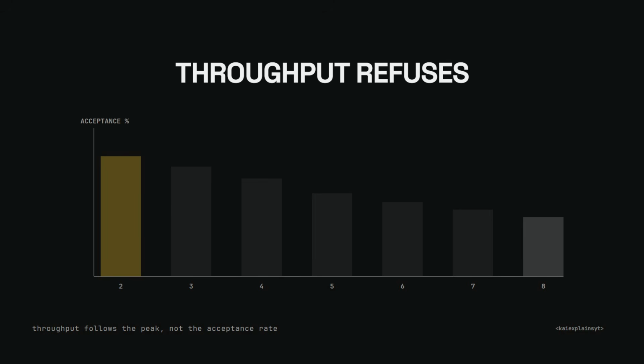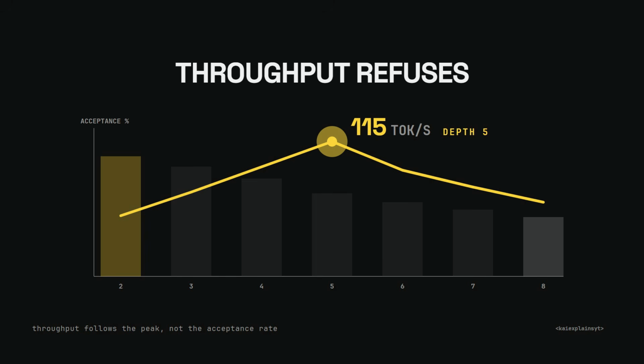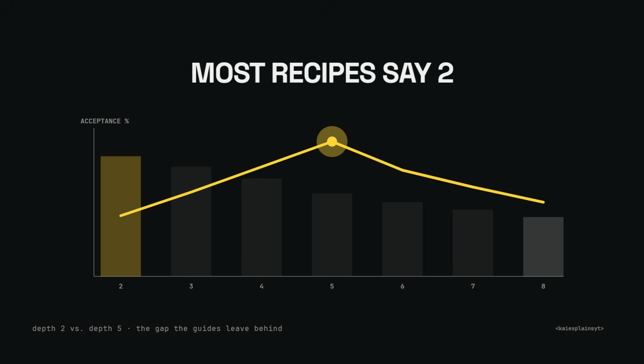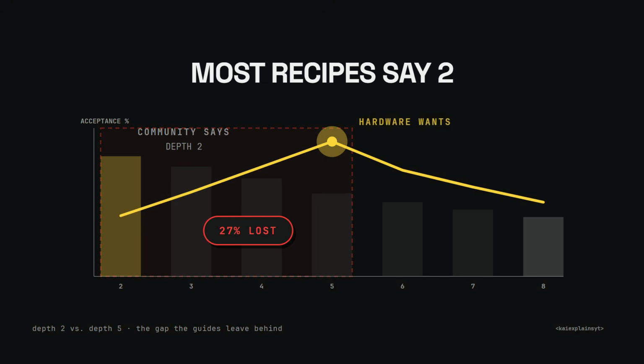But here's what's strange. Throughput refuses to follow acceptance down. It climbs to 115 tokens per second at 5 steps, then falls back. There is a peak in the middle of the curve, not at the beginning. Most recipes published online set this to 2 or 3, which leaves as much as 27% of available throughput on the table. The number the community copies is not the number the hardware wants.